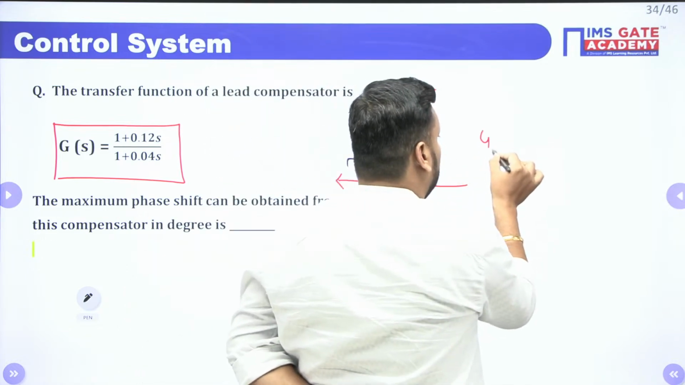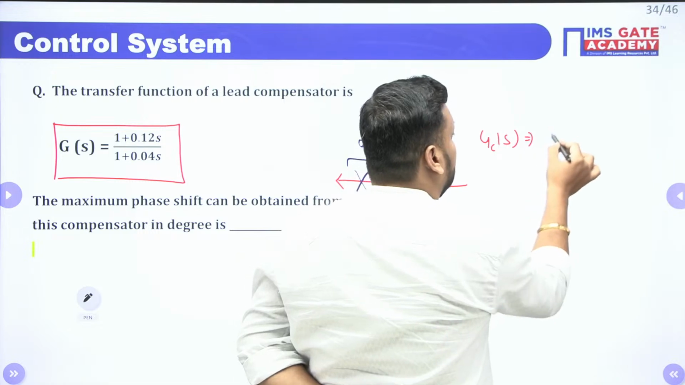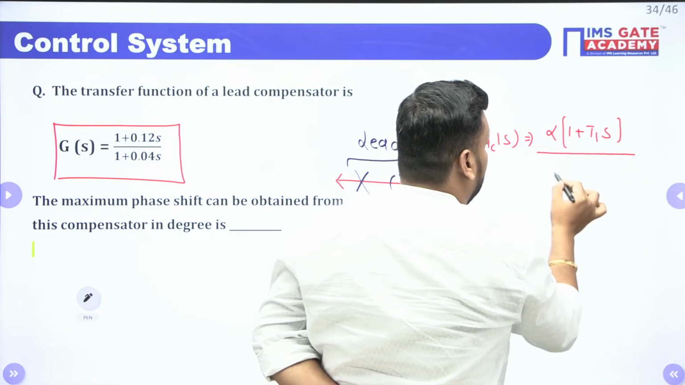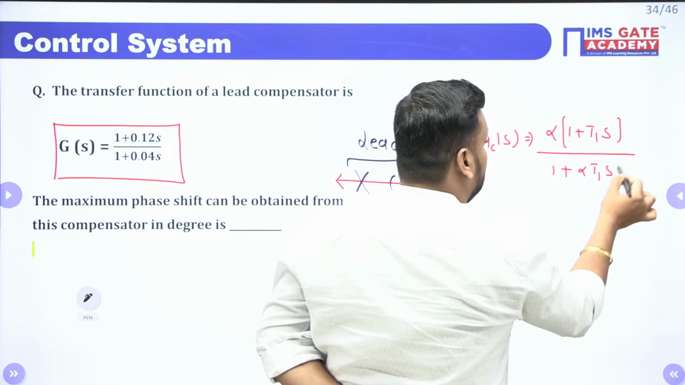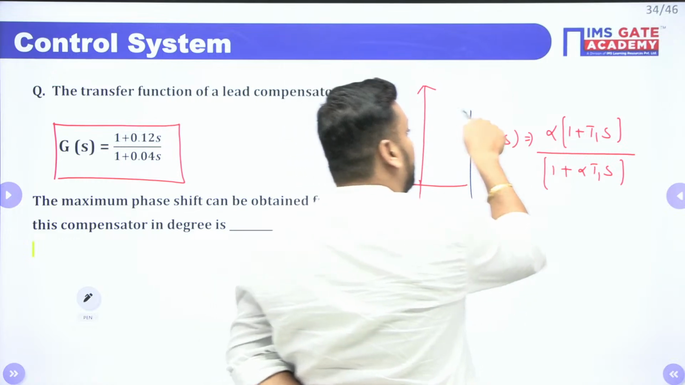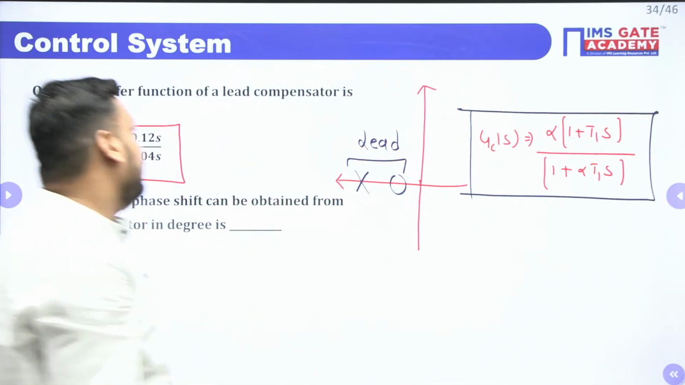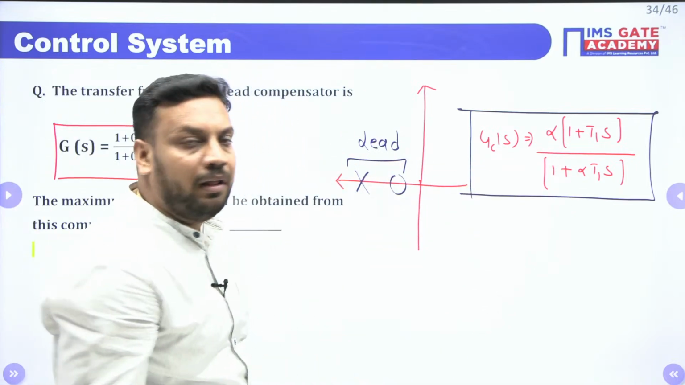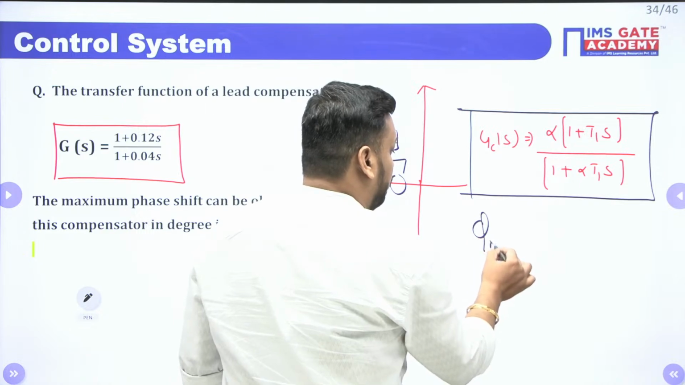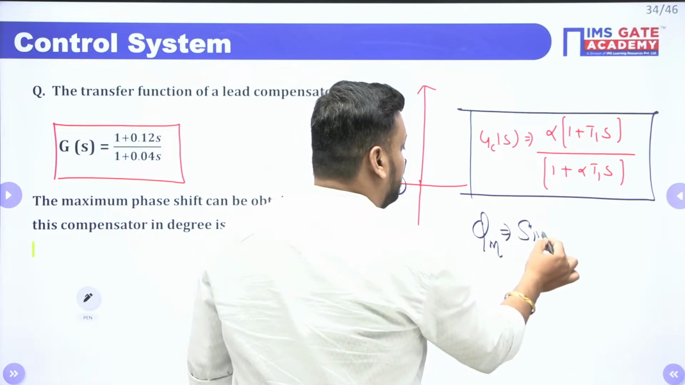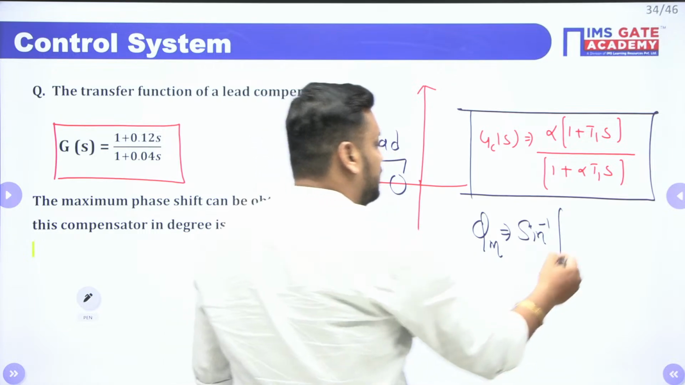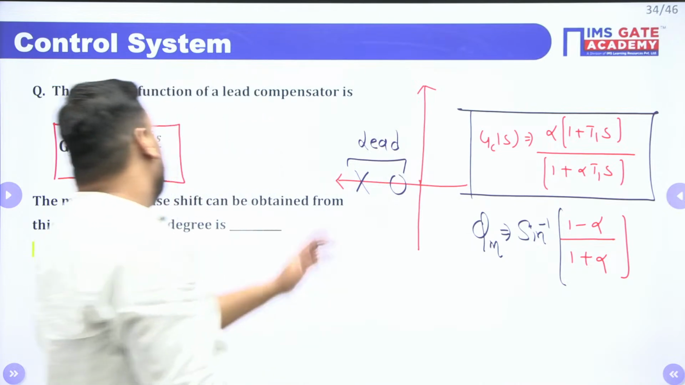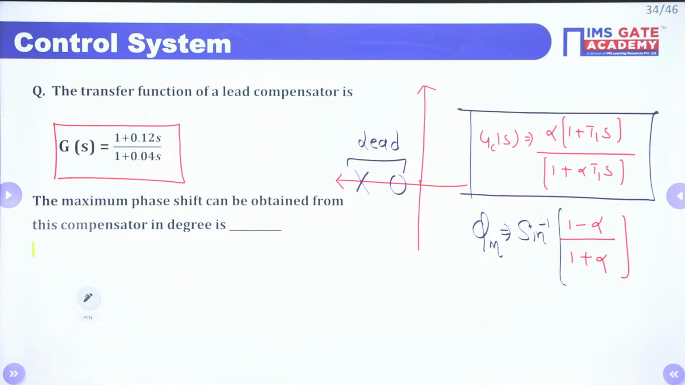If I talk about the standard transfer function for the lead compensator, it is nothing but 1 plus T1s upon 1 plus alpha T1s. You can compare the given transfer function of the lead compensator with this standard transfer function and compare the values of T1 and alpha. If the examiner is asking for phi m, the maximum phase lead occurs at phi m equal to sine inverse of 1 minus alpha upon 1 plus alpha.